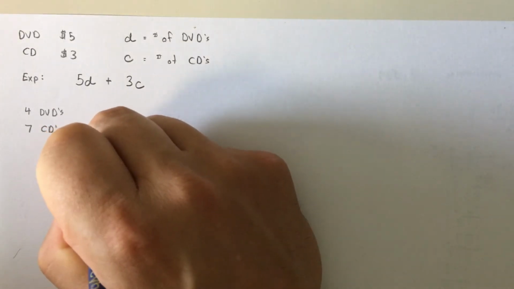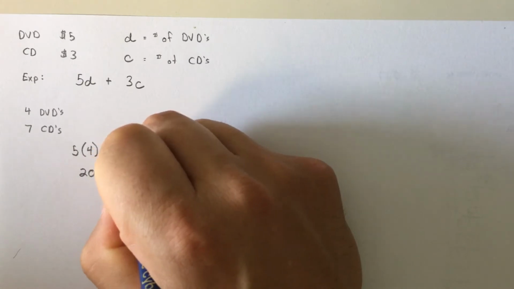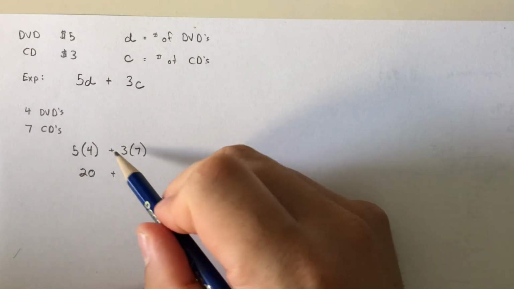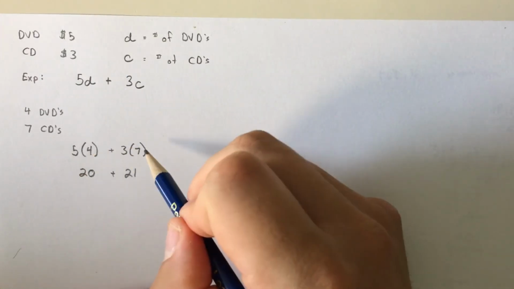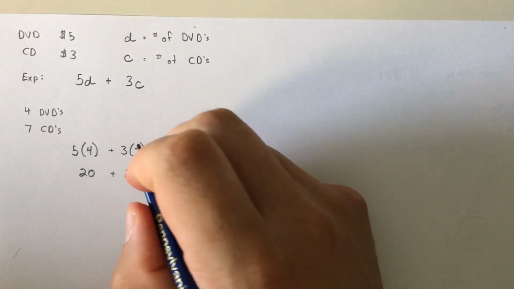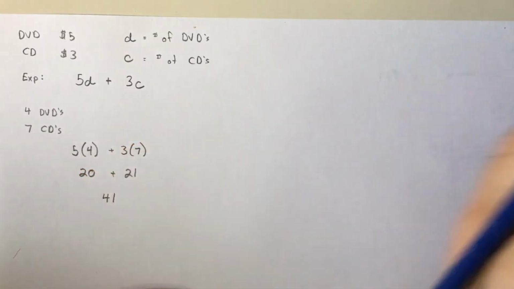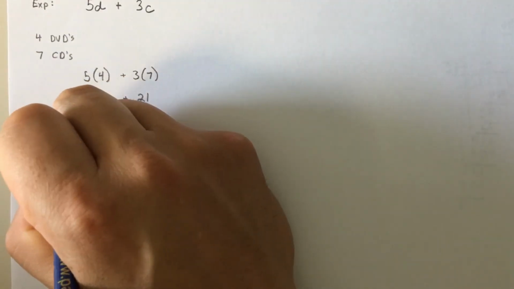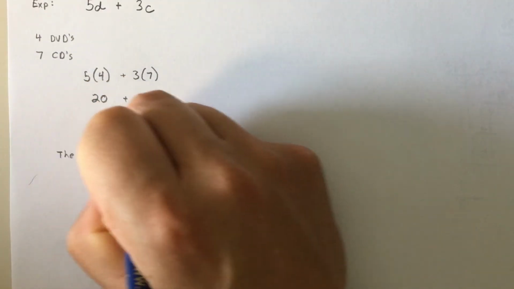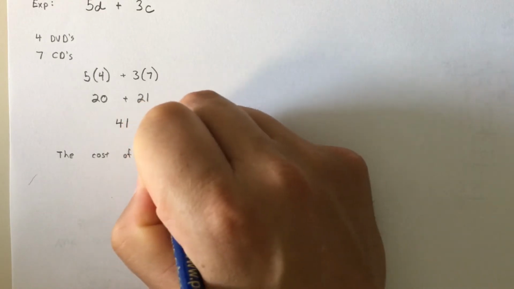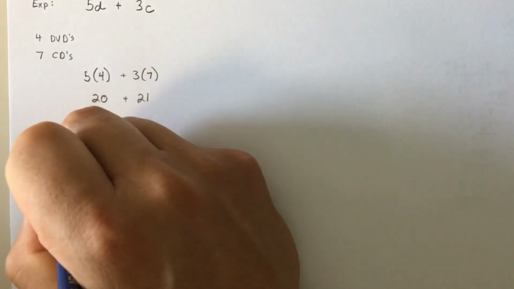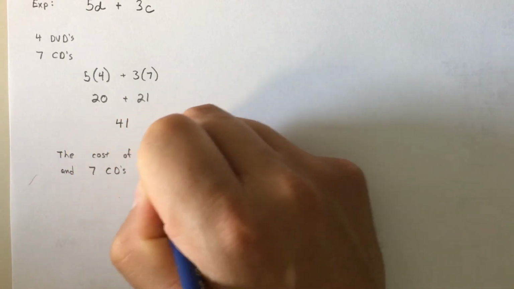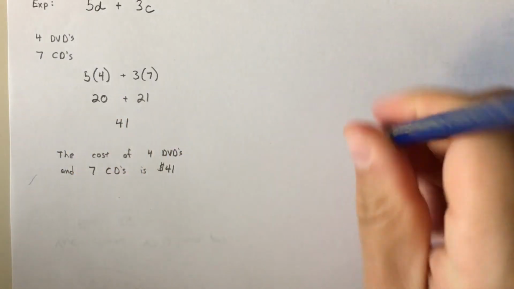5 times 4 is 20. 3 times 7 is 21. And finally, we're going to add. Remember, following order of operations, we had to multiply first prior to doing our addition. That's $41. So how we're going to finish this off, we would say the cost of 4 DVDs and 7 CDs is $41.